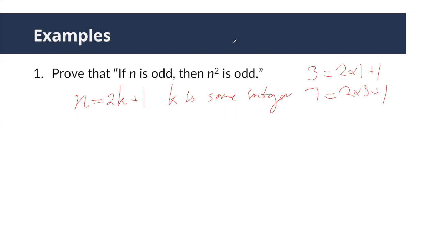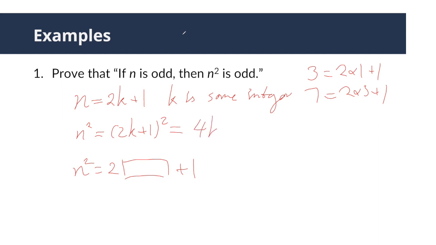And how do we show n squared is odd? Similarly, if you can write n squared equal to 2 times some integer plus 1, then you are showing that n squared is odd. So that's our target. How do we do that? Since you already know n equals 2k plus 1, you can just substitute n into n squared. Then you have (2k plus 1) squared, which equals 4k squared plus 4k plus 1.